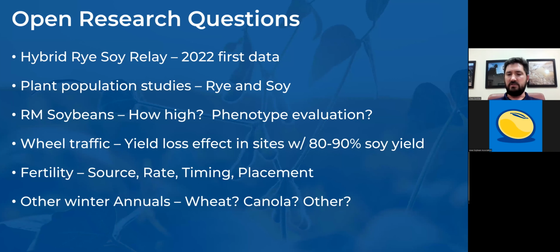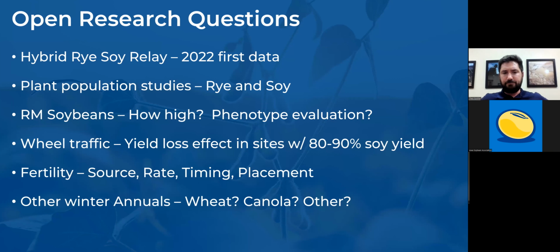We know for relative maturity of soybeans that it needs to be higher than, or at the high end of, what would be appropriate for a sole crop field, but we don't know how high. There's not been a lot of comparisons on that. Similar to the population studies, they would be straightforward. We also haven't looked at a lot of different phenotypes in this system, so whether they're upright or high branching, what's going to be the best for this system. There hasn't been a lot of detailed research on the different options that exist out there.